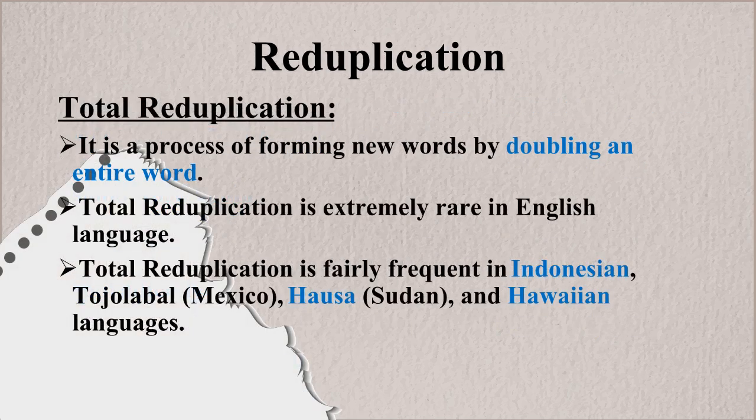The first type is total reduplication. It is a process of forming new words by doubling an entire word. Total reduplication is extremely rare in the English language. Total reduplication is fairly frequent in Indonesian, Tojolabal, Mexico, Hausa, Sudan, and Hawaiian languages.